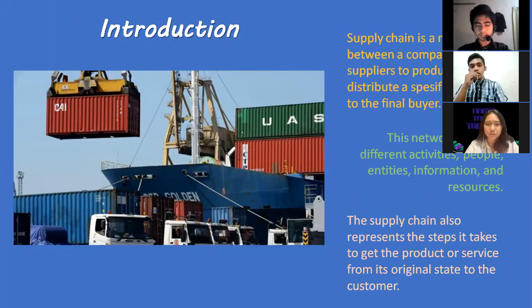Okay, firstly is introduction. Supply chain is a network between a company and its suppliers to produce and distribute a specific product to the final buyer. This network includes different activities, people, entities, information, and resources. Supply chains also represent the steps it takes to get the product or service from its original state to the customer. Next slide.